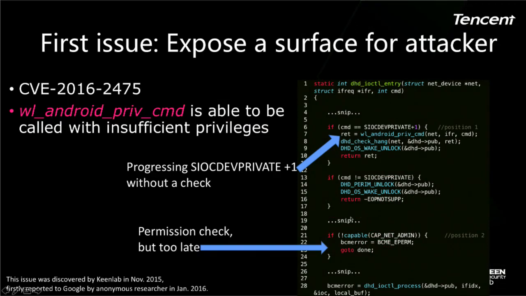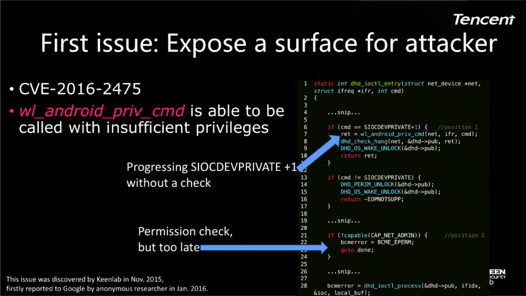So I just say that there will be two separate issues. The first issue is CVE-2016-2475. The wl_android_priv_cmd is able to be called with insufficient privilege. It means that any local application can also call this function to change the status of the Wi-Fi chipset directly.